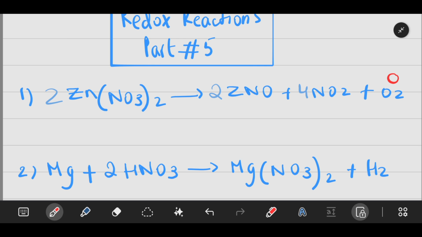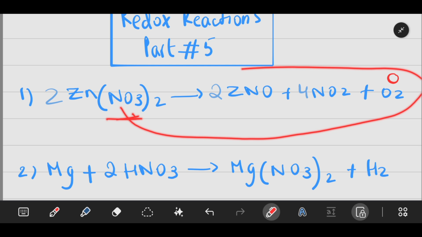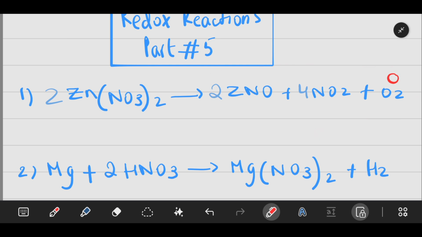Now, I know that nitrate is a radical. I can see a nitrate on the reactant side, but I cannot see another nitrate anywhere here on the product side. Because of this reason, I have to consider the oxidation number for each element in this radical separately. So let's go ahead and solve it now.